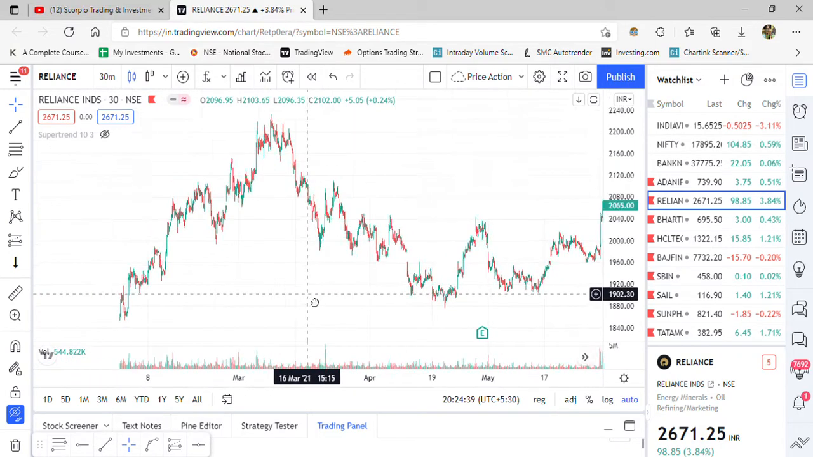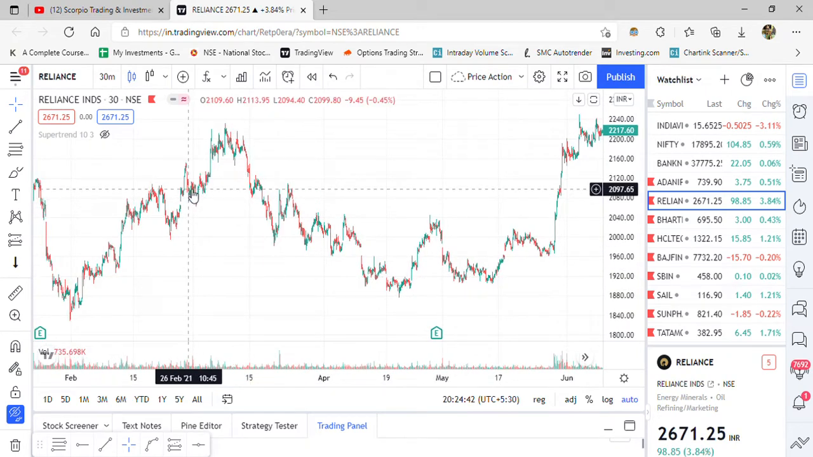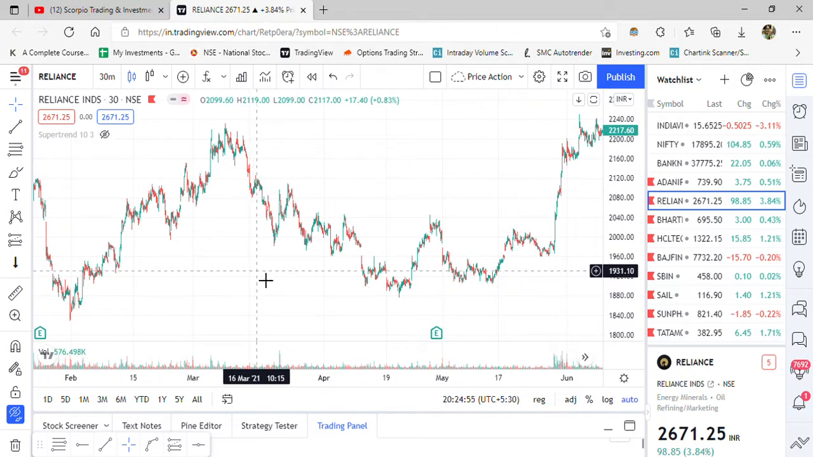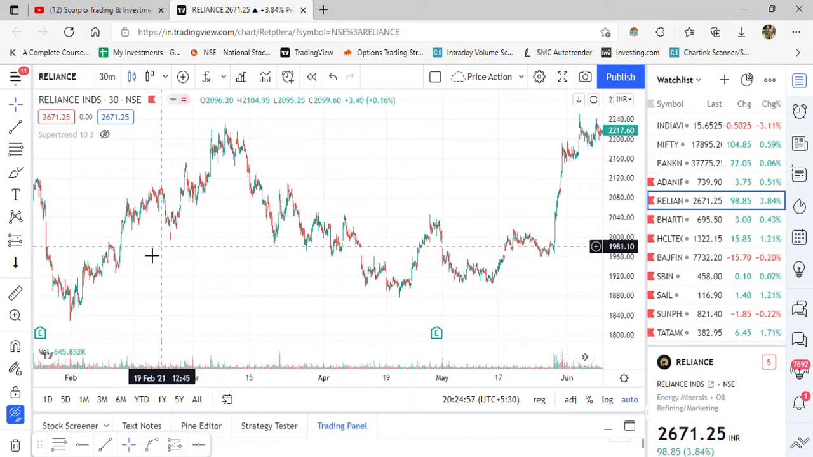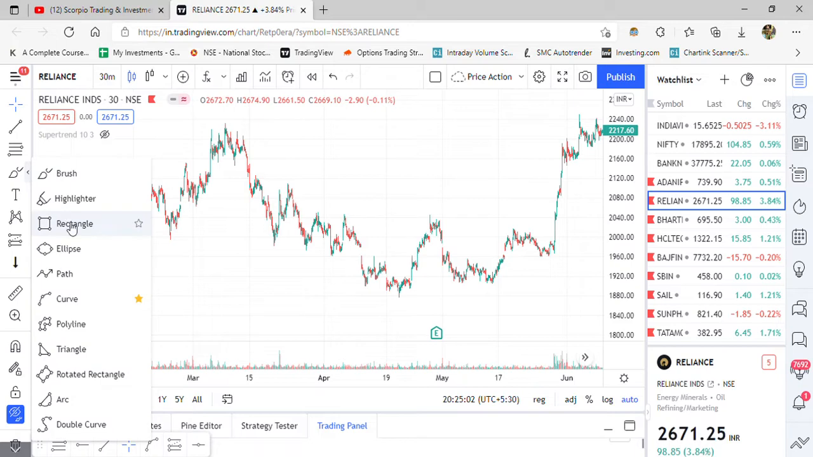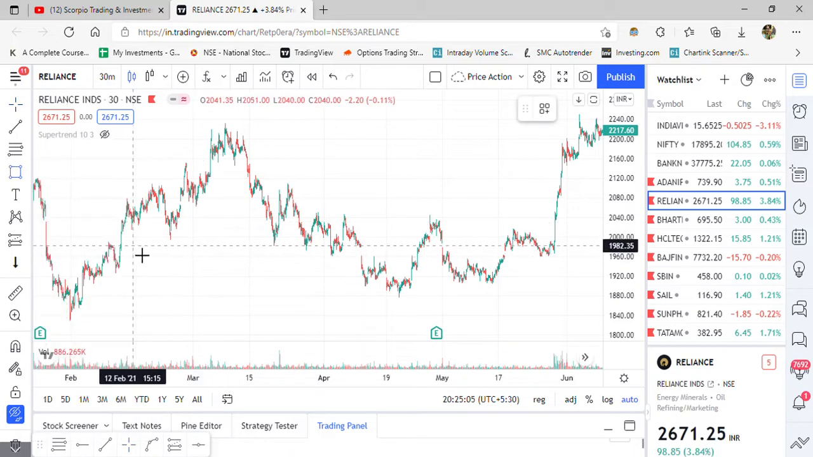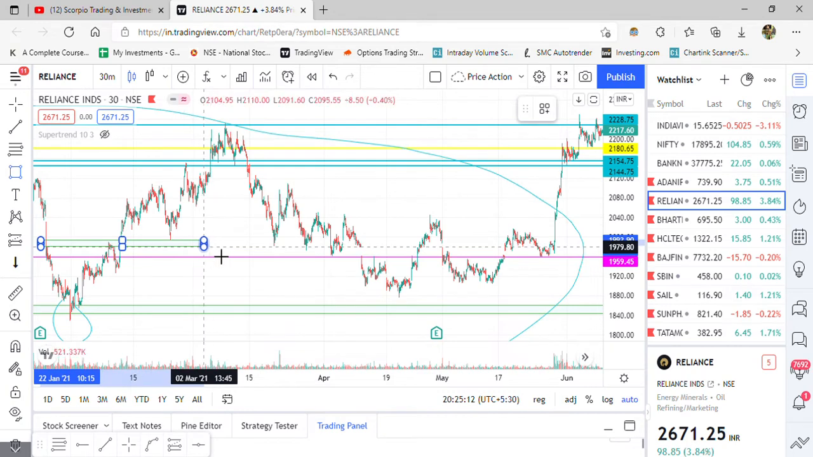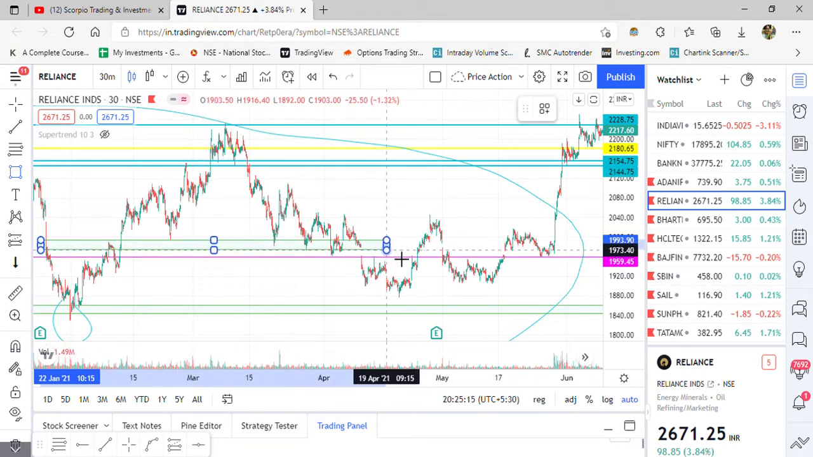So now if you see, firstly, how to identify support and resistance. The first point is very basic: support and resistance are not just lines, they are areas. So it cannot be marked with a single line. So we will use a rectangular box and we will mark it here. I am just extending this.